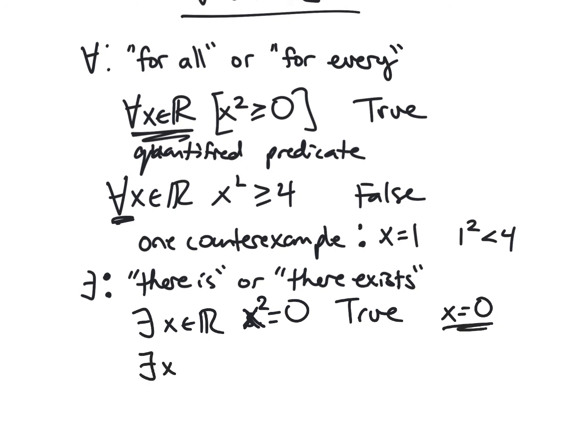However, if I say there exists an element of the reals such that x squared is less than 0, this is false, right? We have no numbers that we can pick as an example where if you square it, it's going to be negative, right? So there are no examples. And thus, nothing exists. This statement would be false.